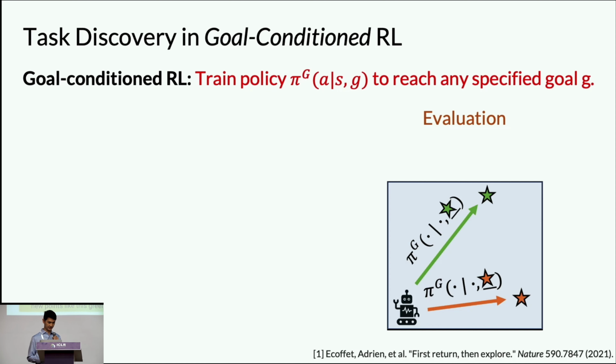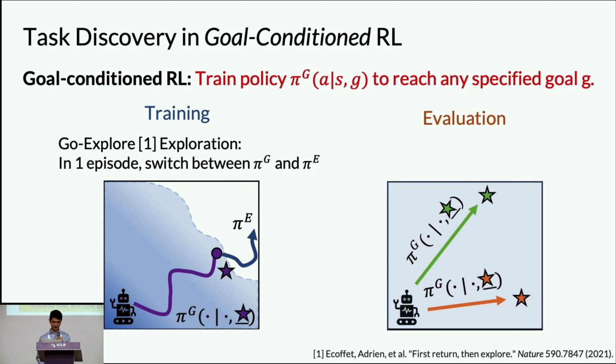But how do you actually get this? The key to getting this is that during training time, you need really good exploration of the environment to get the data needed. So what people often use is something called Go-Explore exploration, which basically switches between a goal conditioned policy pi of g and an exploration policy pi of e in a single episode. And this basically reduces the horizon of your exploration and gives you much greater exploration ability than just running out a single exploration policy.